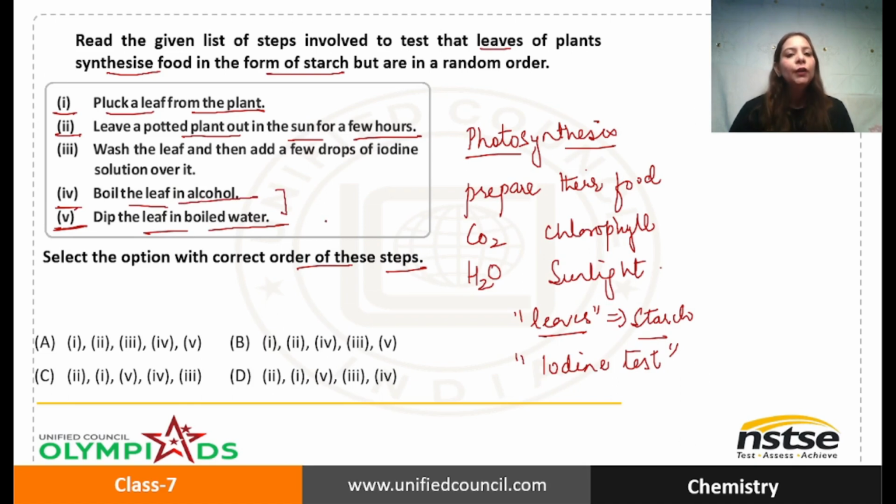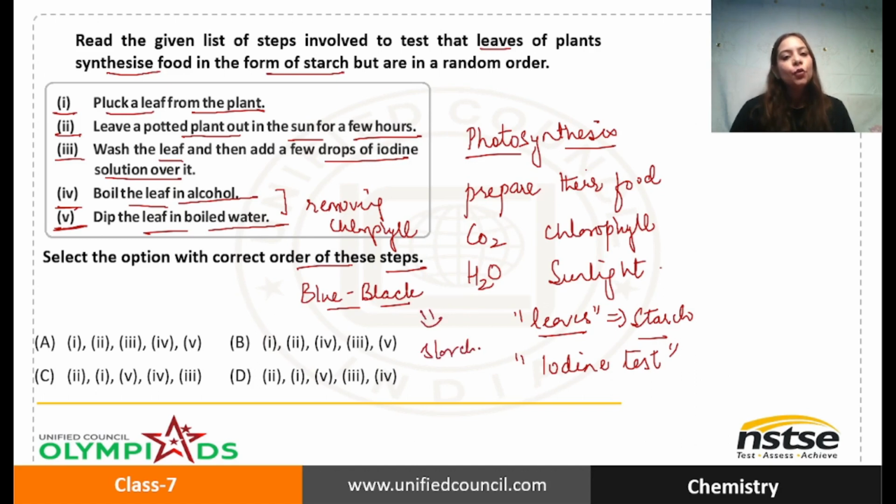By doing so, we are removing the chlorophyll, the pigment, from it. And then we wash the leaf and add a few drops of iodine solution over it. And when we do so, what happens? Appearance of blue-black color indicates the presence of starch, which shows that leaves are actually involved in preparing the food, or we can say that leaves are the parts of the plant which can photosynthesize because they have that pigment.